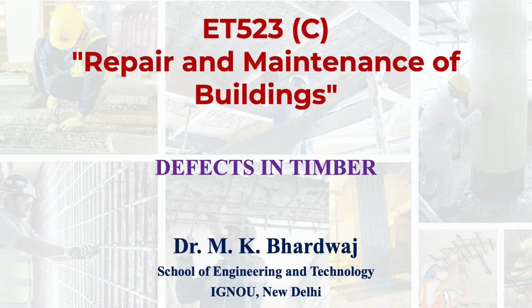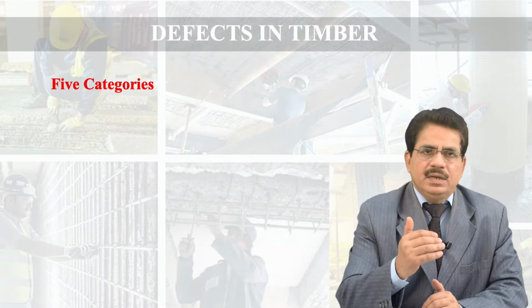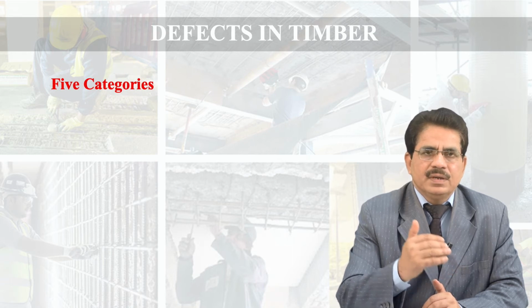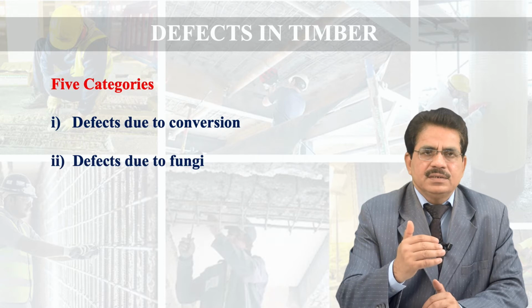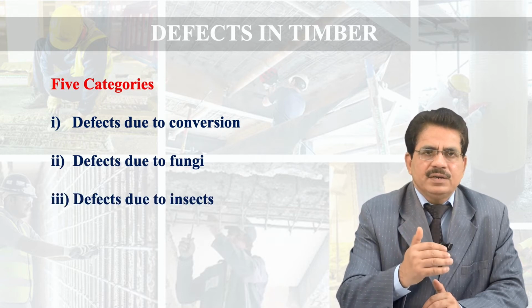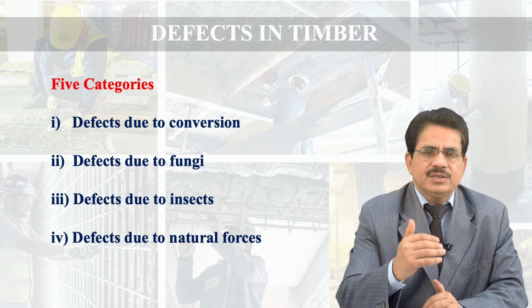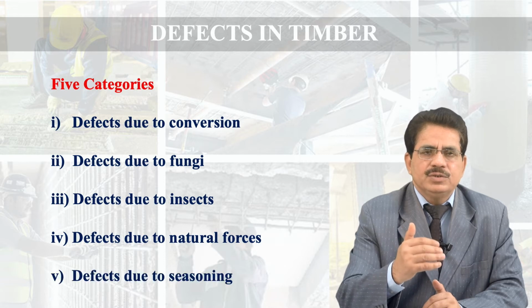As you know, we were discussing defects in timber. There are 5 categories of defect in timber: defect due to conversion, defect due to fungi, defect due to insects, defects due to natural forces, and defects due to seasoning.